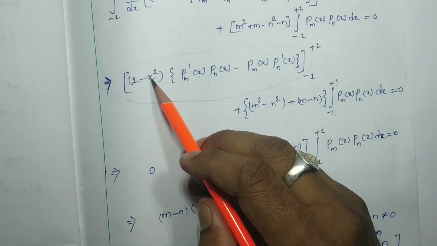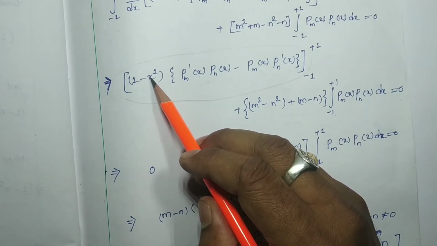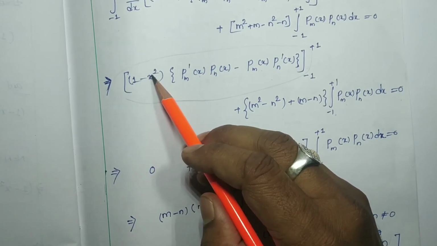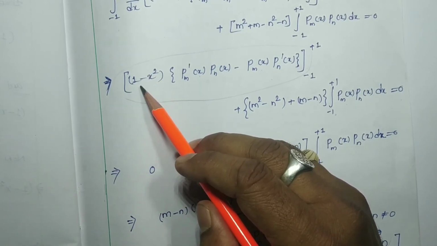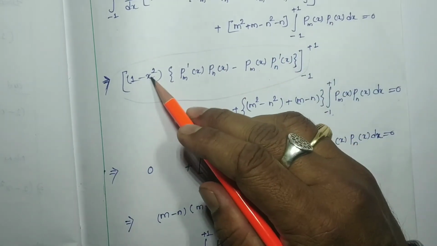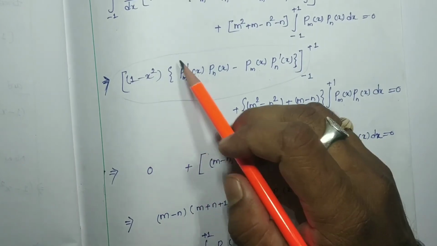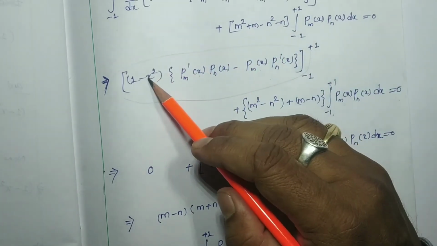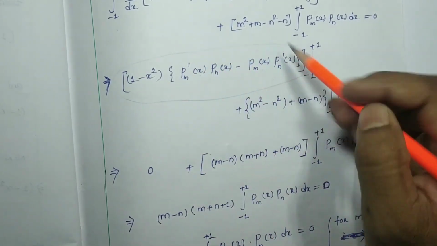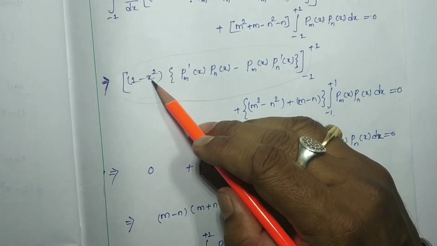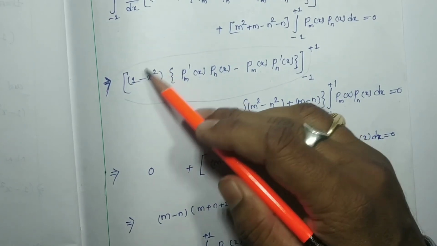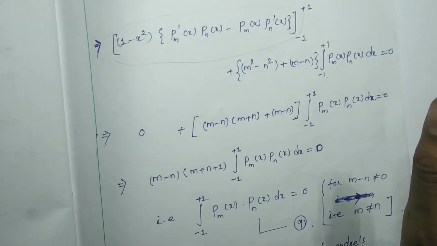What you are going to get? You are going to get 1 minus 1, 0. Okay. 1 minus 1, 0, minus again minus 1 if you put this one, 1 minus 1, 0. So whenever I put 1 for x, this term will be 0, means this whole term will be 0. Minus 1 you have to put instead of x, means this x square will be 1, and 1 minus 1 will be 0, and the whole term will be 0.